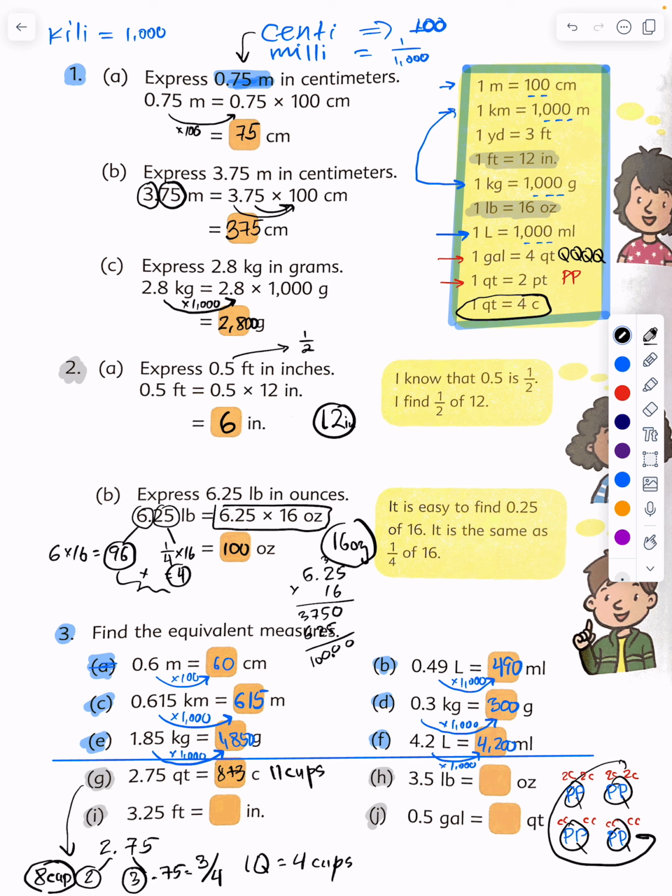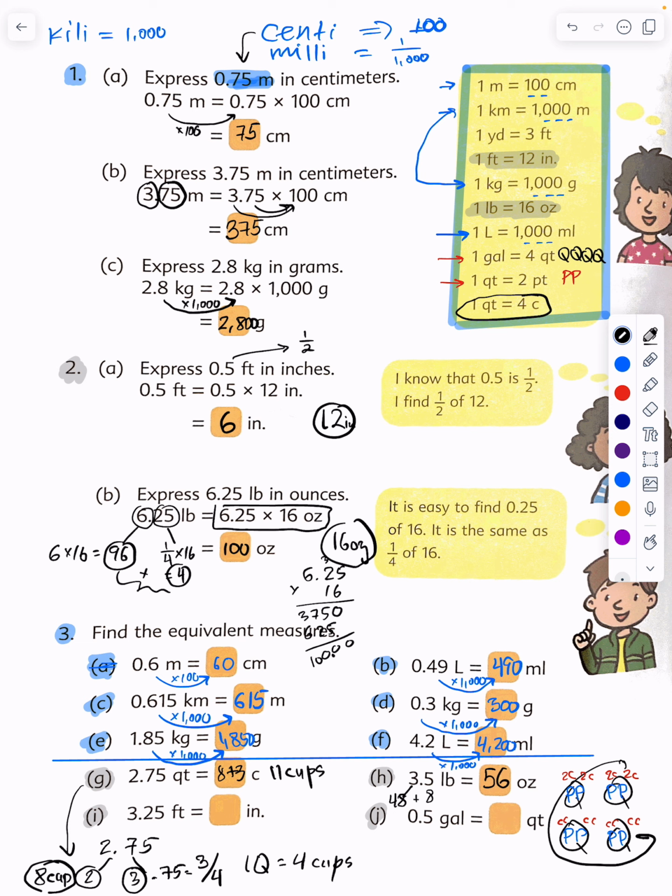3.5 pounds into ounces. Remember that number 16 is very important. 3 pounds is 16 times 3 is 48 ounces, and 1/2 a pound is another 8 ounces. So we have 56 ounces.